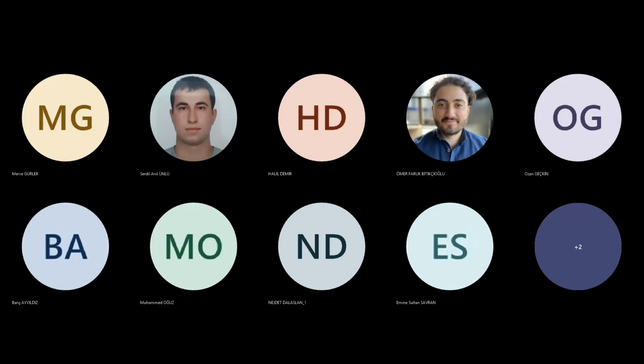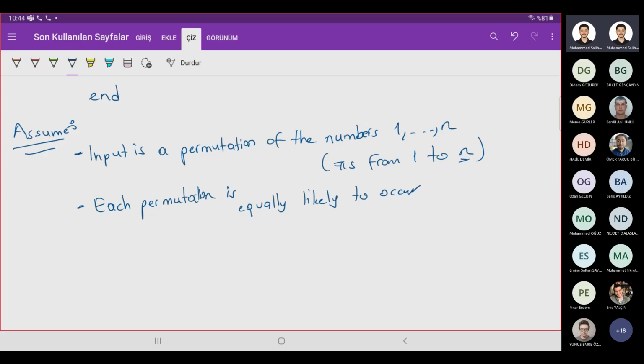By the way, you forgot to record. Tamam, biriniz record edebilir mi? Veya ben şuradan record edeyim. Okay, Enis started the recording. Okay.